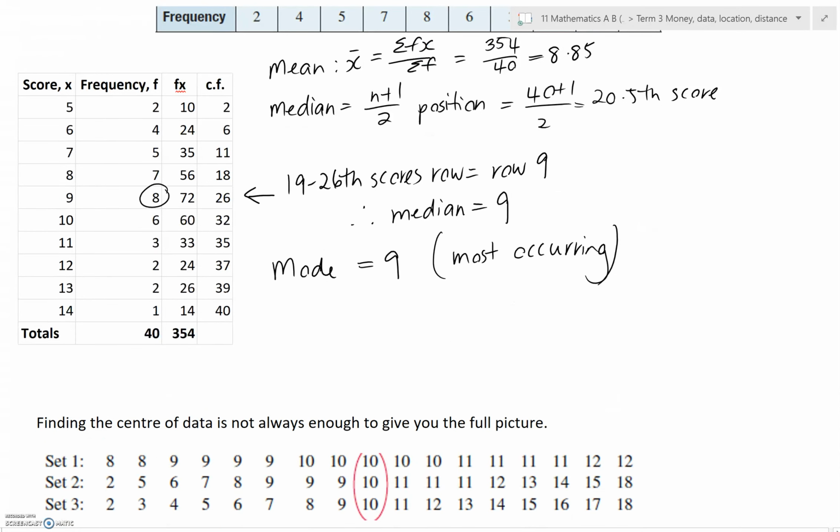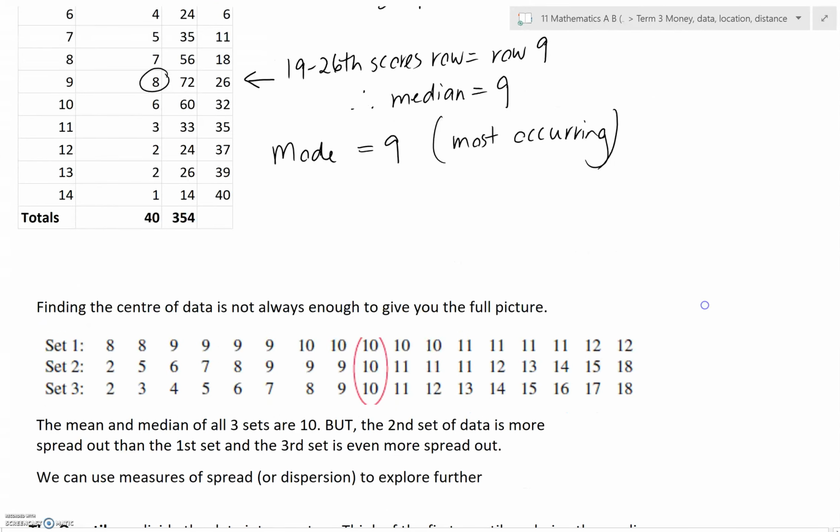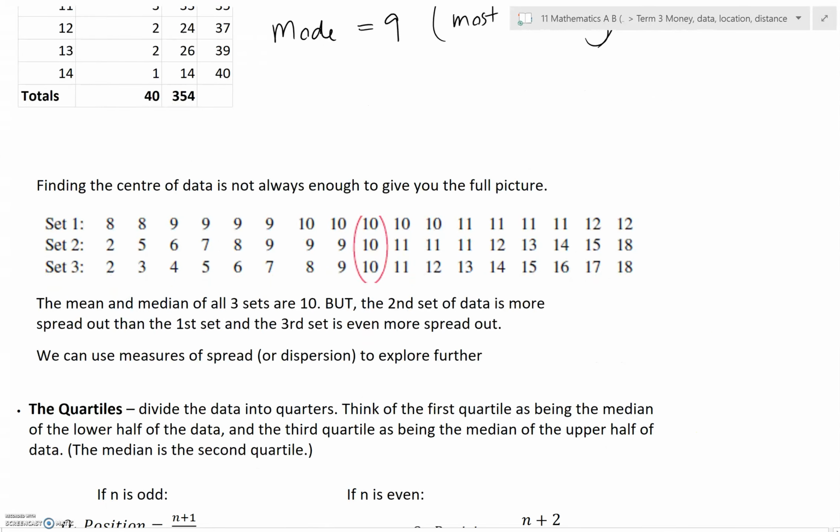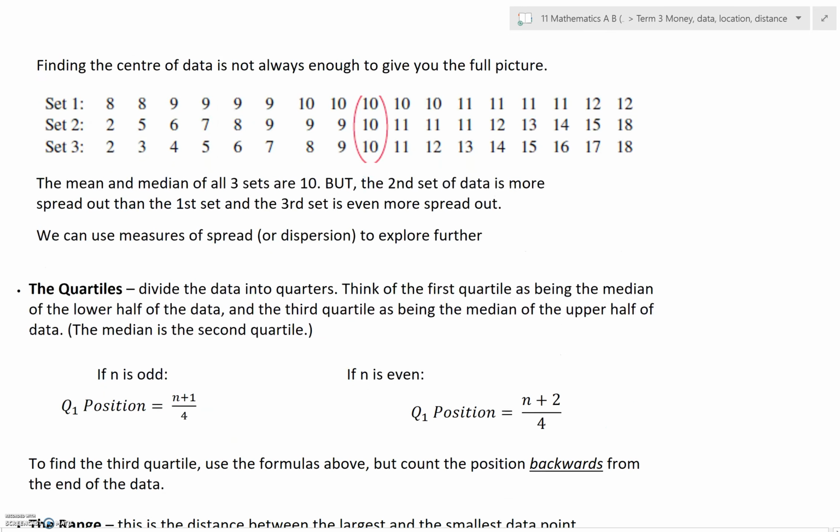Okay, so what we're actually going to look at today is finding measures of spread. So we've looked at the center of data, but it's not always enough information to give us the full picture. So here are 3 different sets of data. Now, the mean and median of all of the sets are 10, but the 3 data sets are really quite different if we have a look at them.